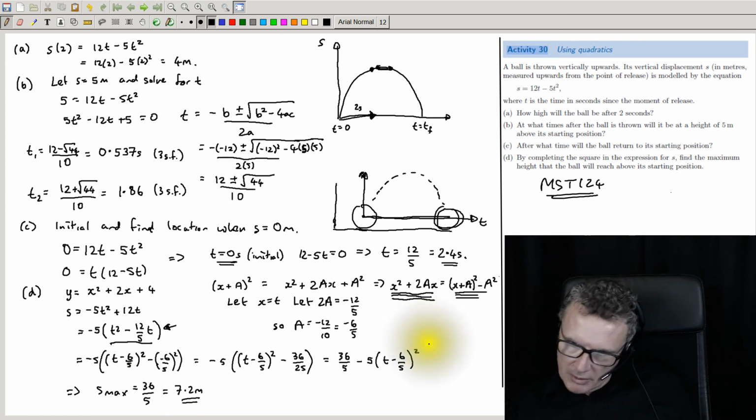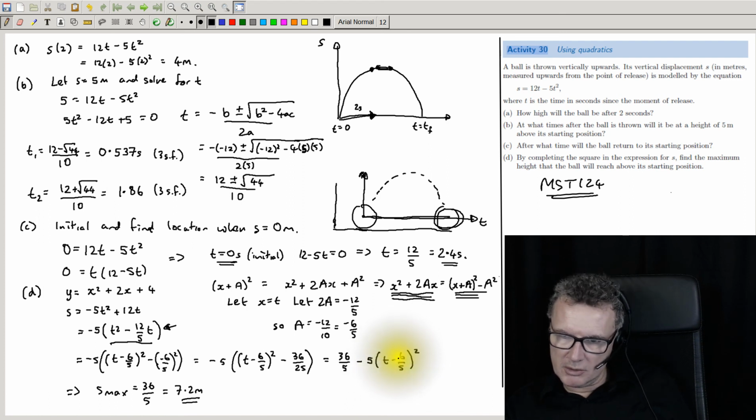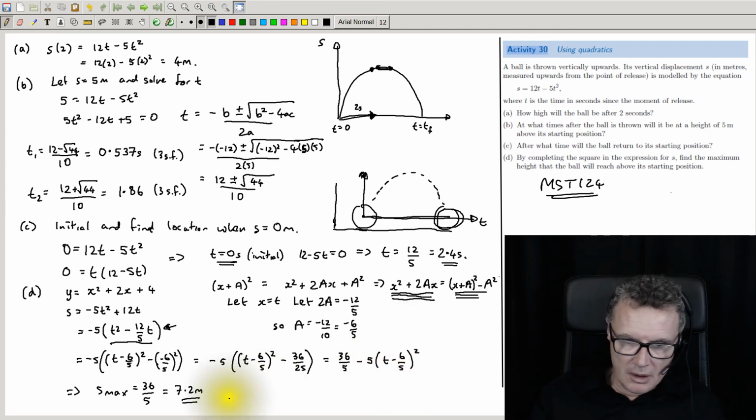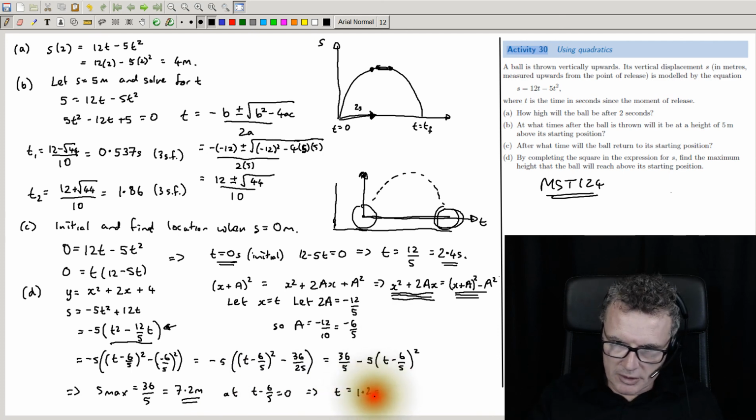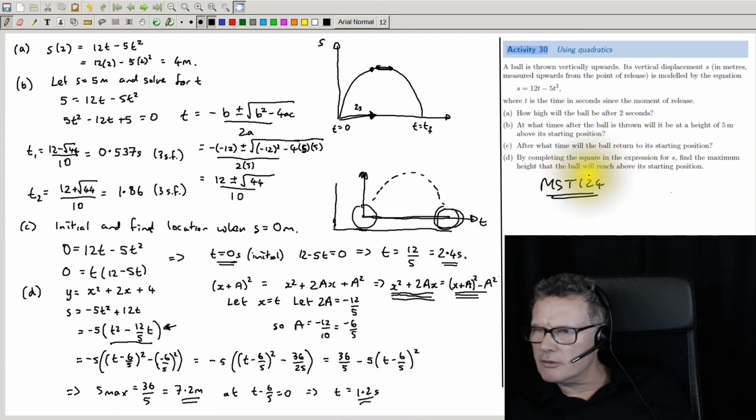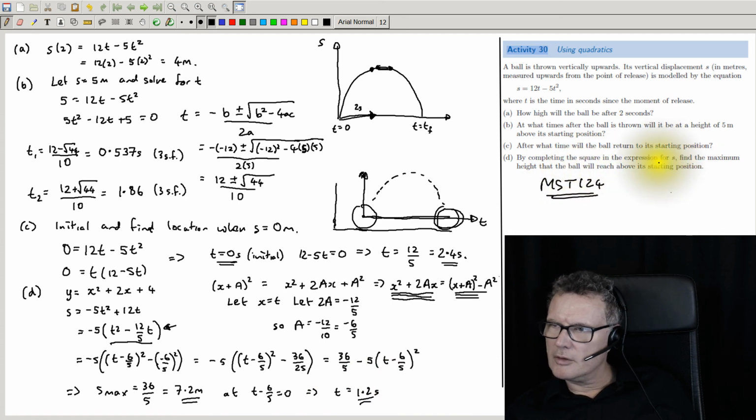The other nice thing about completing the square is it tells you where that occurs. The smallest number we can take away, if this is always positive, will be when this equals zero. So we can say at t take away 6 over 5 equals 0. Therefore, t equals 6 divided by 5, at 1.2 seconds. I don't think we're asked to find that, are we? Find the maximum height, that's it, yeah.